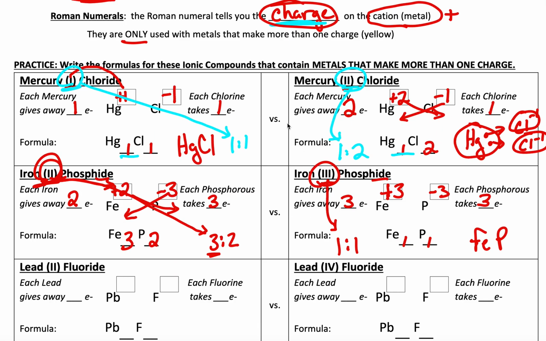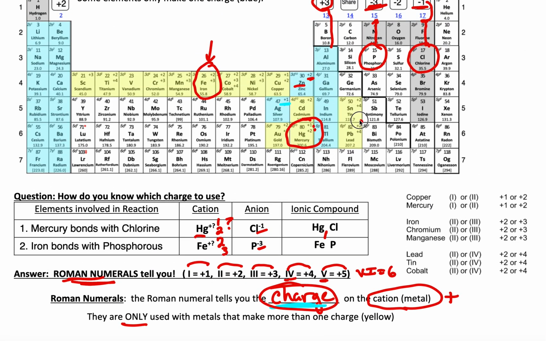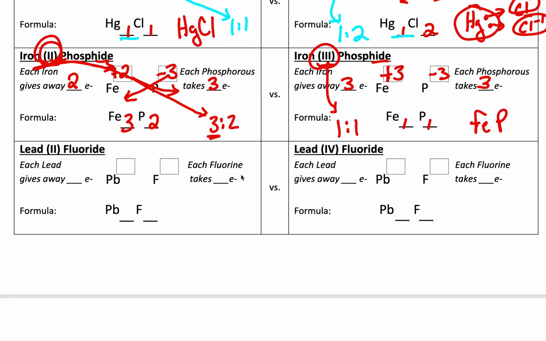All right, lead 2 fluoride. Lead is Pb. Lead's one of those guys that's over here on the periodic table, and it can make a 2 or a 4. This is unusual. Typically, they make 1, 2, or 3. I've been harping on 1, 2, or 3 because I didn't want to mess you up at all. But there are a couple elements that can decide, hey, I'm going to give away all 4 of my valence electrons. And lead can do that, and tin can do that, and cobalt, and a couple other elements can do that. It's not common, but it happens.